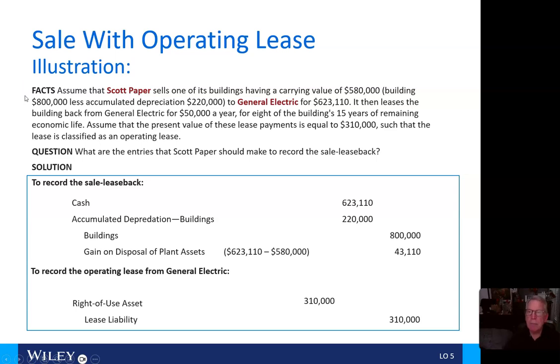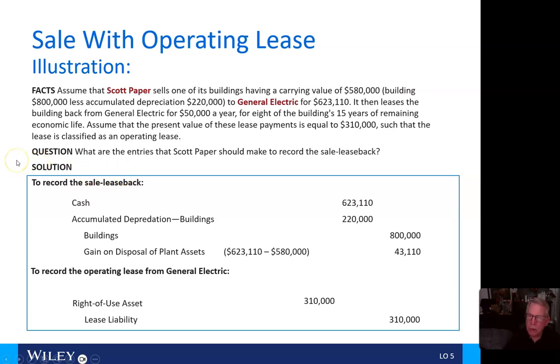Here, Scott Paper sells one of its buildings having a carrying value of $580,000. That's the building, $800,000 less accumulated depreciation of $220,000, to General Electric for $623,110. It then leases the building back from General Electric for $50,000 a year for 8 of the building's 15 years of remaining economic life. Assume that the present value of these lease payments is equal to $310,000, such that the lease is classified as an operating lease.